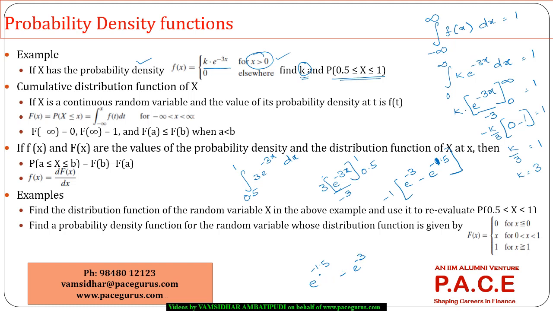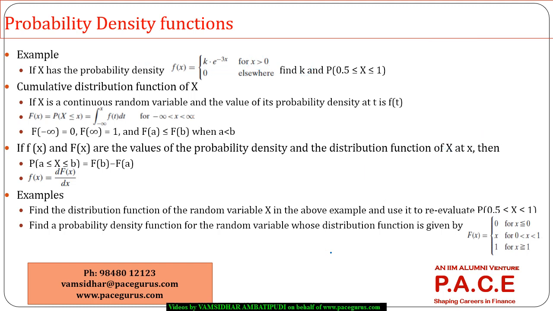I should be able to find out e to the power of minus 1.5 minus e to the power of minus 3, which will give me the probability for this particular random variable taking a value between 0.5 and 1. So we have used the first rule saying across the range the probability should be equal to 1. Based on that we found out the value of k and used that value of k to find the probability within a specific interval.